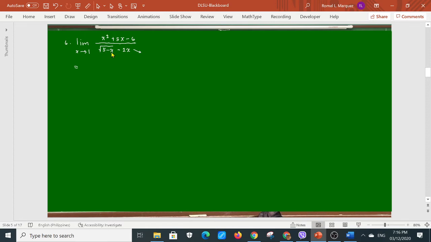What is the limit of 5 minus x? 5 minus 1, which is 4. Square root of 4 is 2. 2 times 1, 2. 2 minus 2, 0. What about the numerator? 1 plus 5 minus 6, 0 also. So it is 0 over 0.